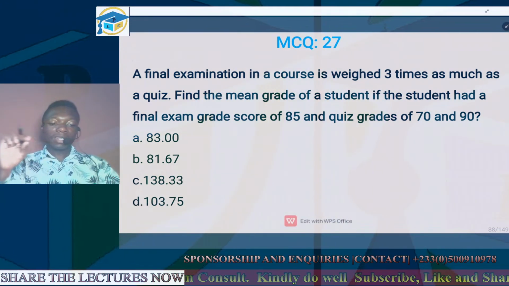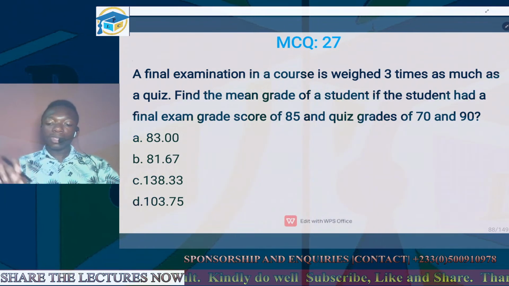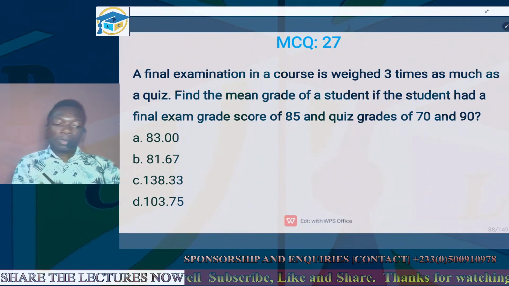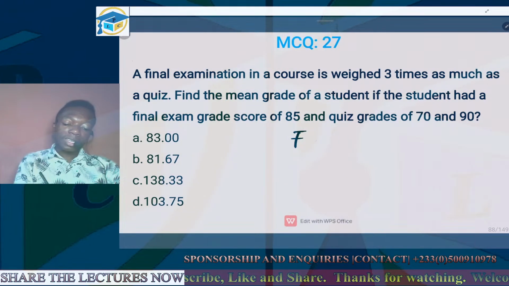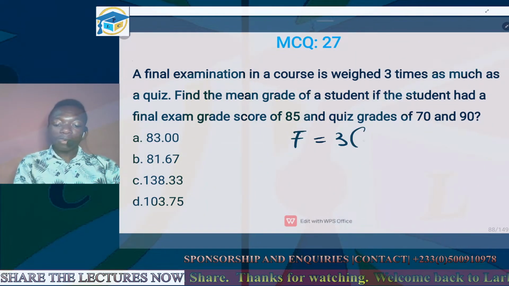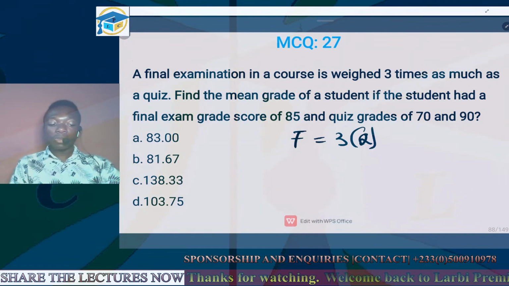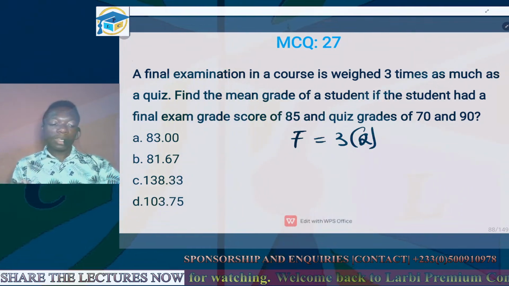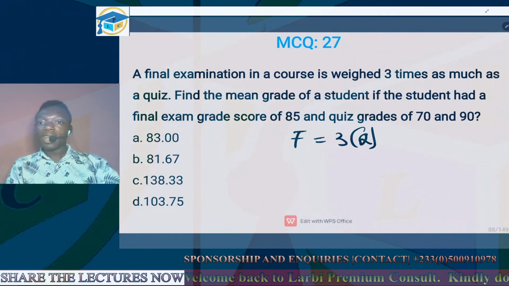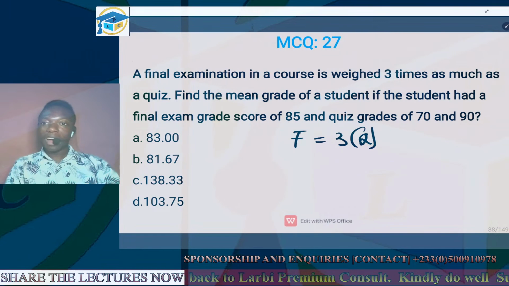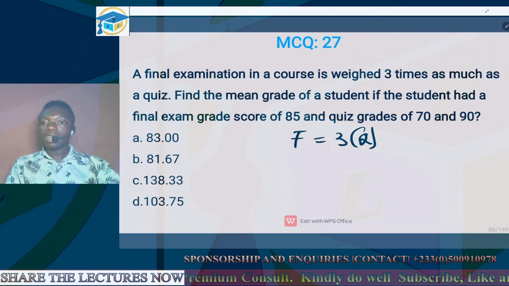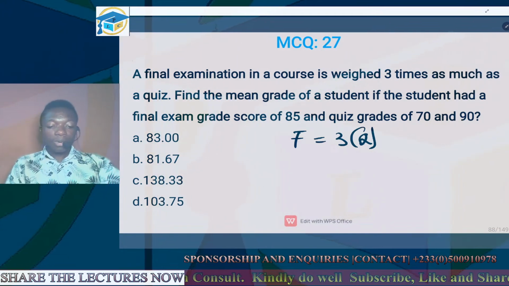So we have a final examination in a course which is weighed 3 times as much as a quiz. That is the rule. So if my final examination is F, that means the final examination is going to be 3 times a quiz score, which is going to be B, right? So what is happening here? It says that we have to find the mean grade of a student if the student had a final exam grade score of 85, and then quiz grades of 70 and 90. So this is what we're going to do.